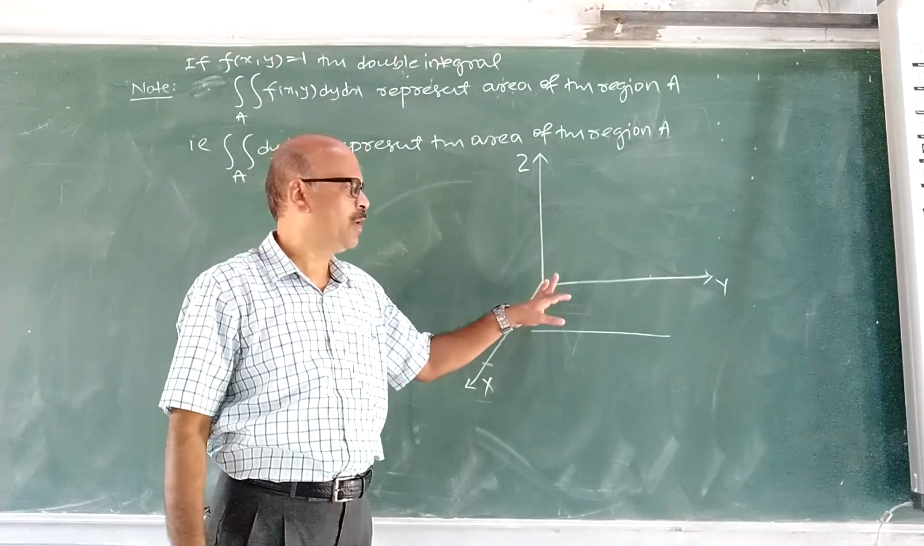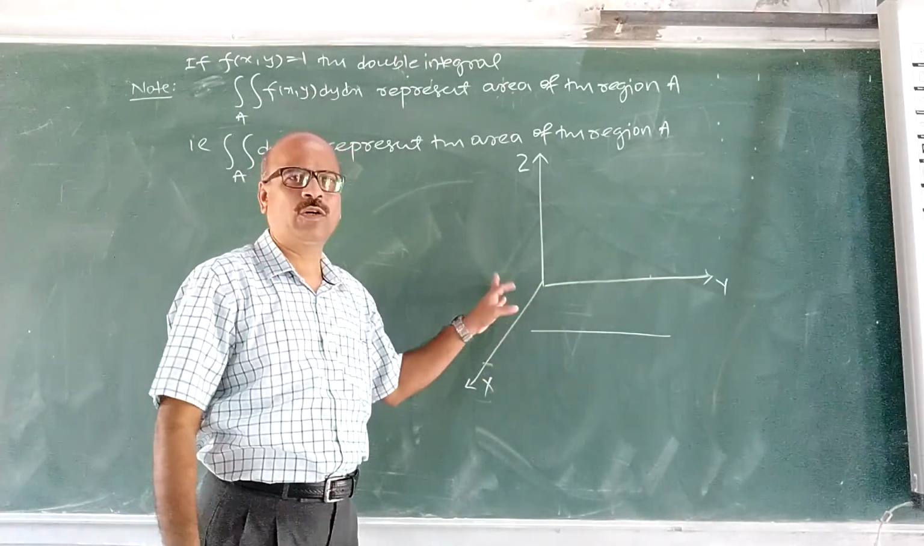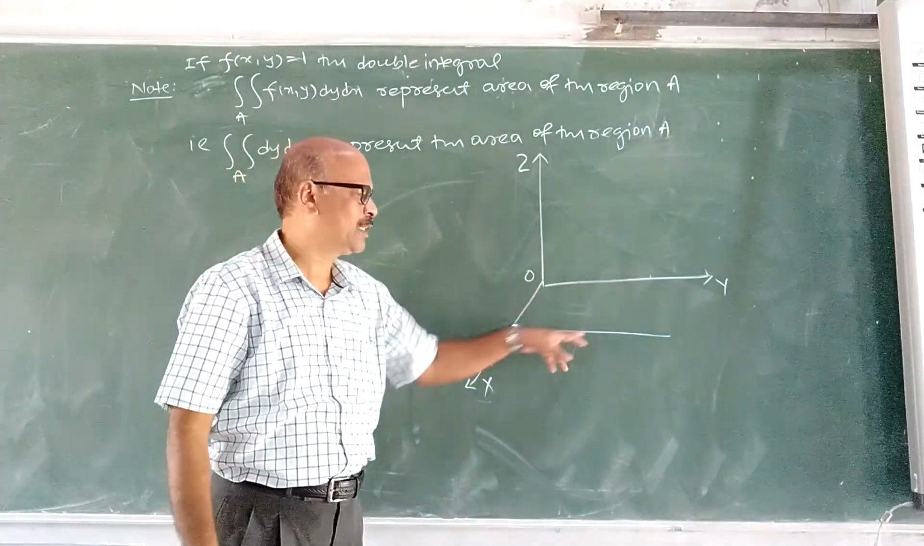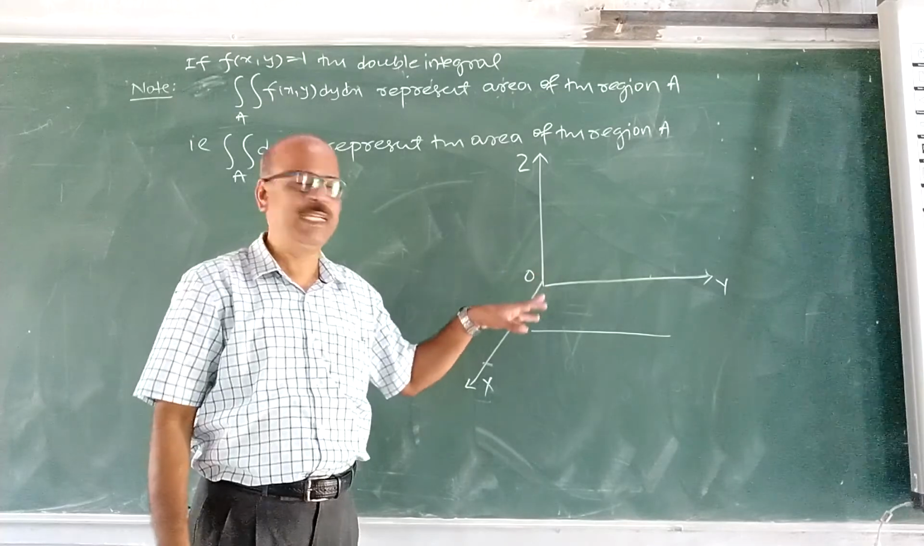You have to imagine this. There are three mutually perpendicular lines. xy lies in the plane of the blackboard, and OZ is towards you. It is three-dimensional. It is the x, y, z axis.